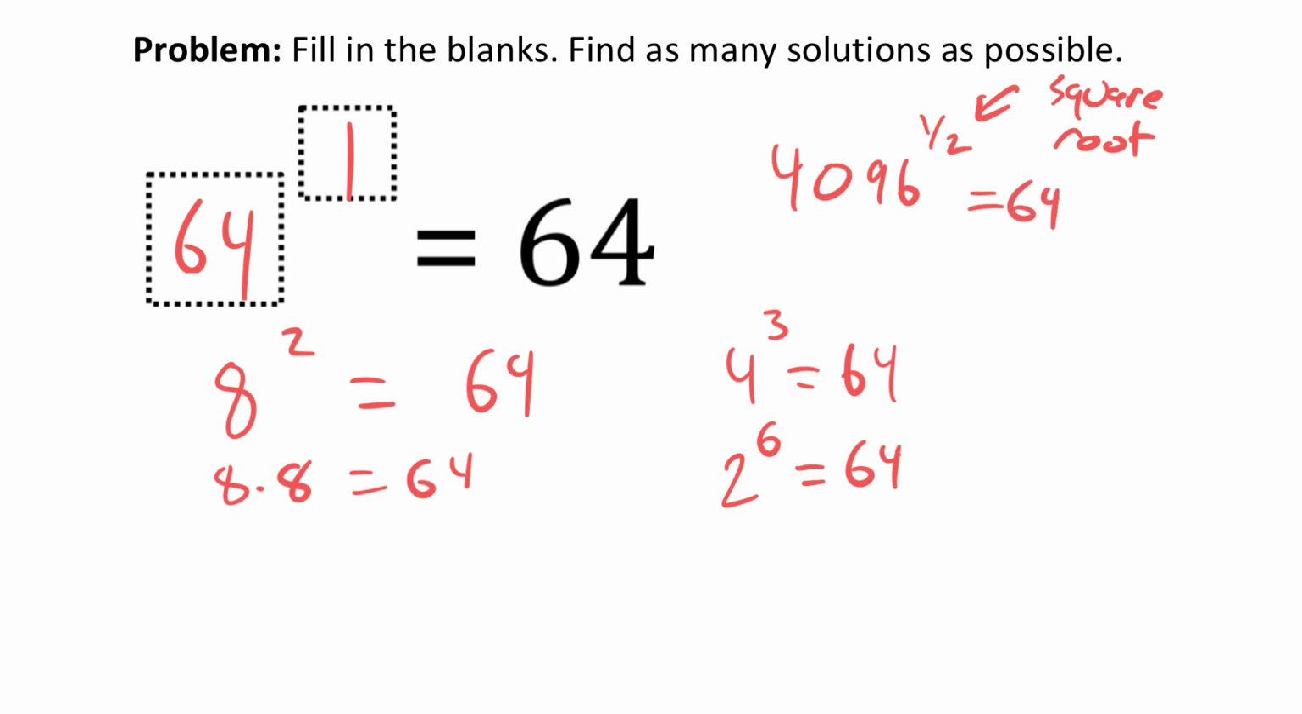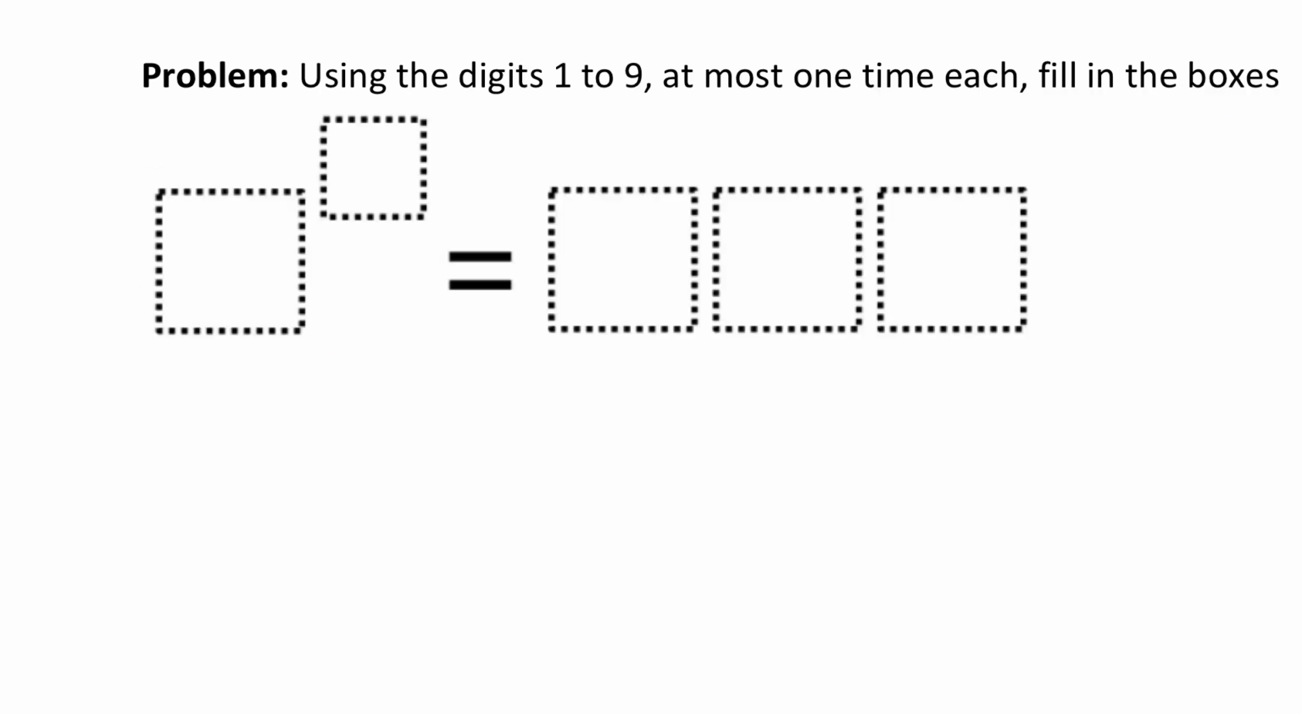All right, awesome. Hopefully you had a fun time working on that little puzzle. Let's look at something else. We're going to use the digits 1 to 9 at most once to fill in the boxes here. So this is another base and exponent, and over here we have a 3-digit number. Now, you can't repeat digits, so basically you're trying to find something to the power of something that gives you a 3-digit number, and all of them should be different digits. So go ahead and pause the video and give that a try.